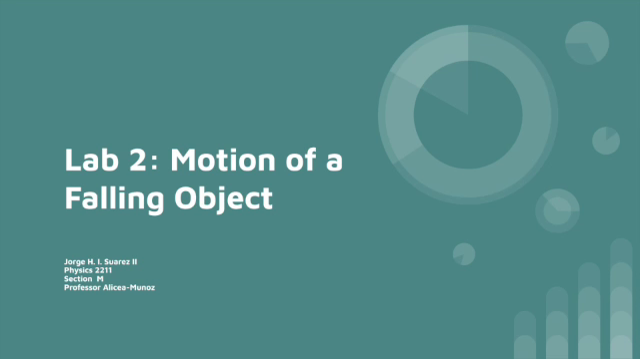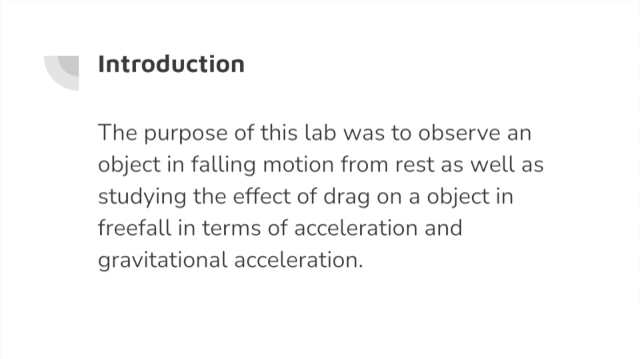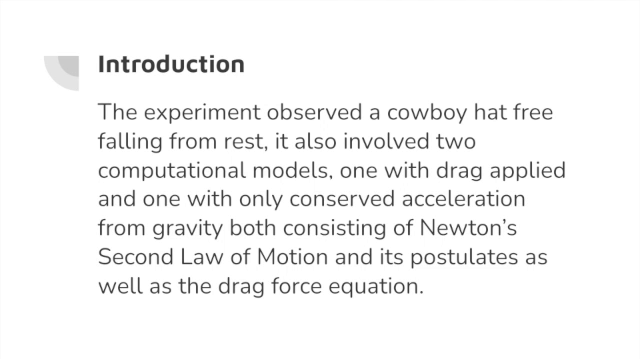Lab 2, Motion of a Falling Object. The purpose of this lab was to observe an object in falling motion from rest, as well as studying the effect of drag on an object in freefall in terms of acceleration and gravitational acceleration. The experiment observed a cowboy hat free falling from rest.